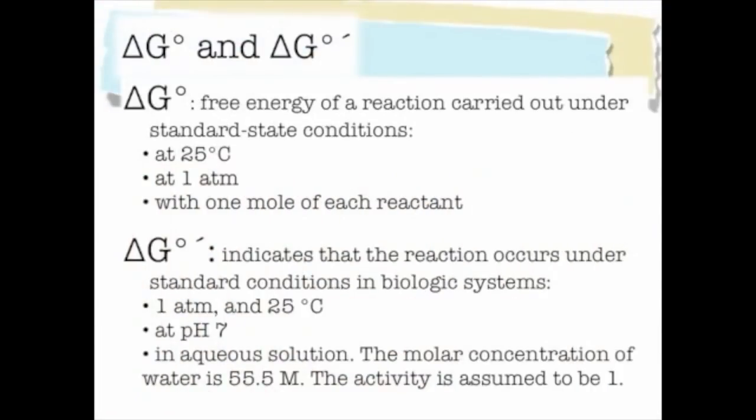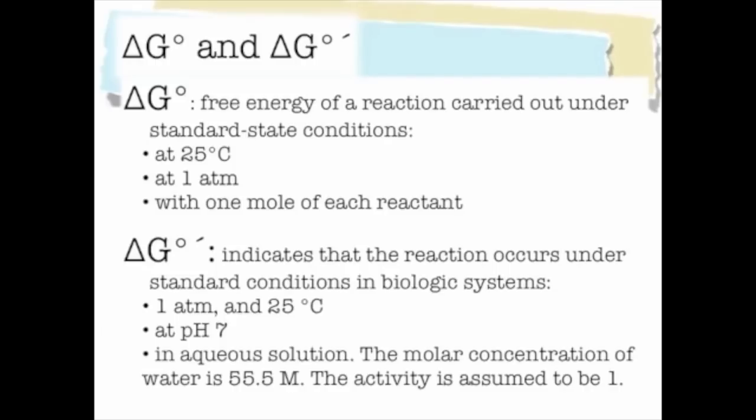So before we go any further, there are some terms that we're going to have to define. These are delta G naught and delta G naught prime. Now, delta G naught is the free energy of a reaction that's carried out under standard state conditions. This is at 25 degrees Celsius and at 1 atmosphere, starting with 1 mole of each reactant, and then letting the reaction proceed as it will.